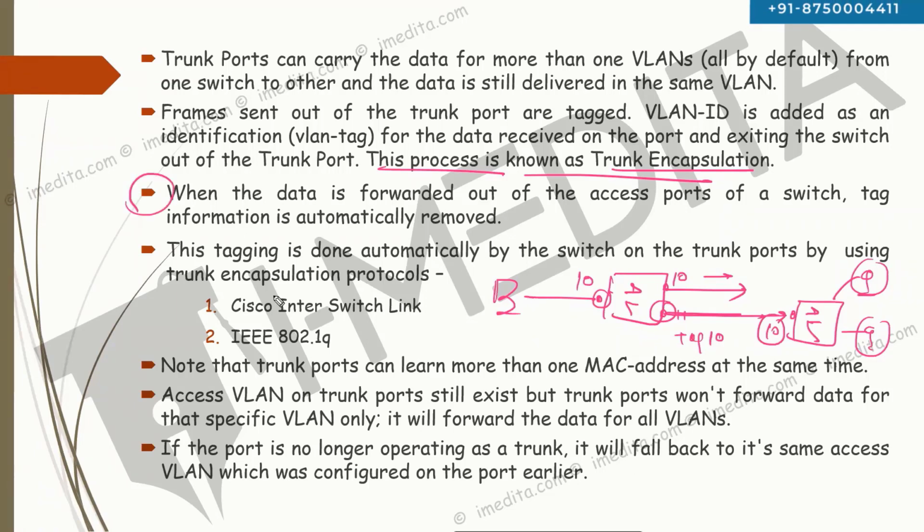And also remember, when the data is forwarded out of an access port, that tag information is automatically removed. Tagging is always done on the trunk link. Tagging is not done on the access ports.